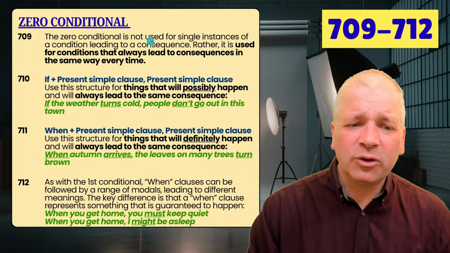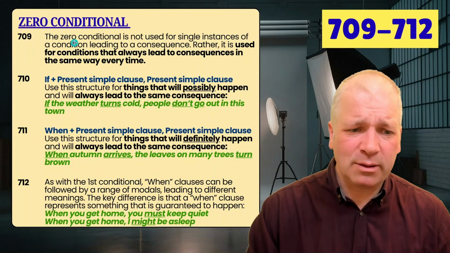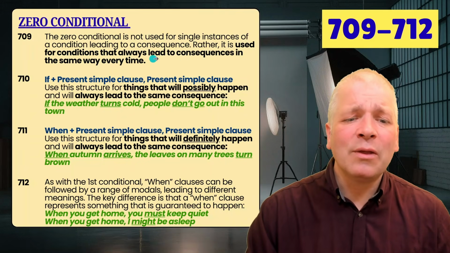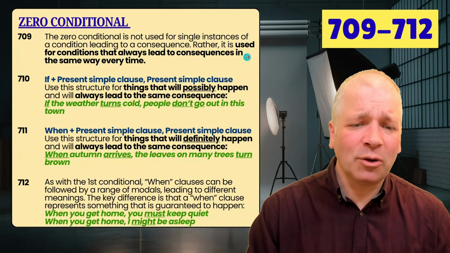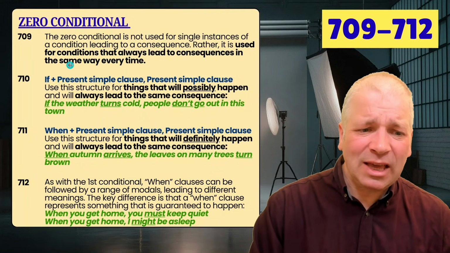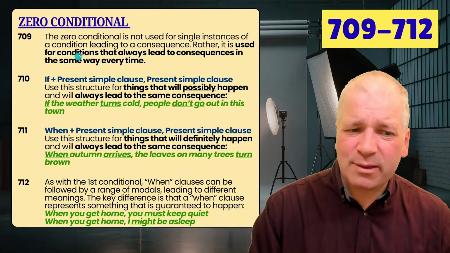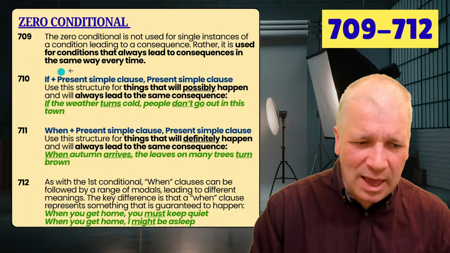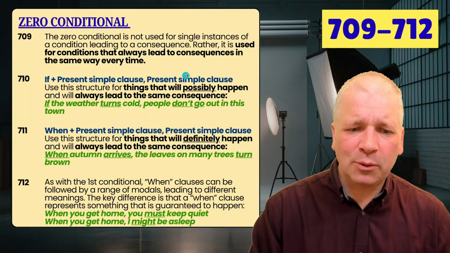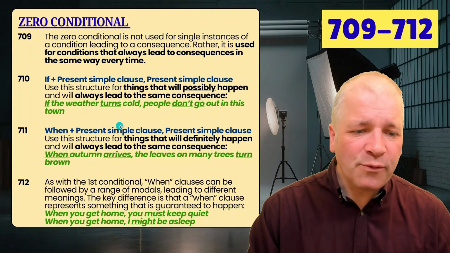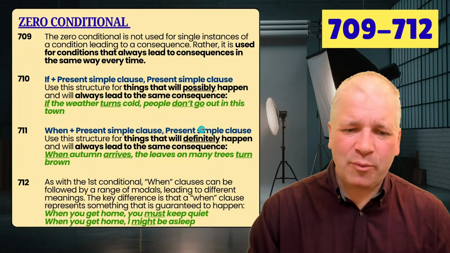The zero conditional is not used for single instances of a condition leading to a consequence. Rather, it is used for conditions that always lead to consequences in the same way every time. And that's the key thing. If something happens in the same way every time, then do the following. Either if, followed by a present simple clause and another present simple clause, or when, followed by a present simple clause and another present simple clause.